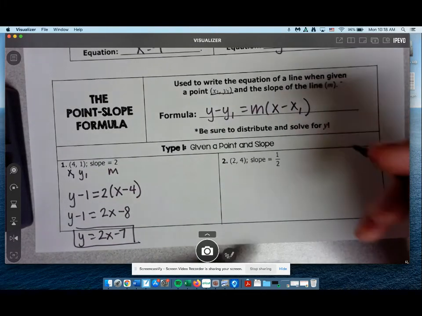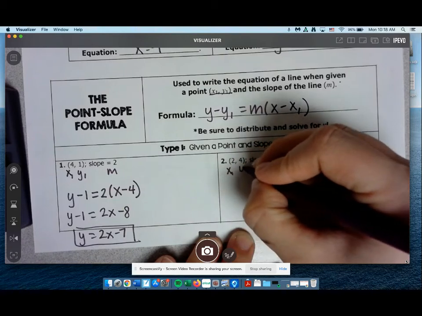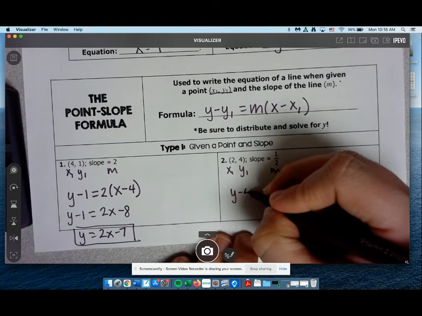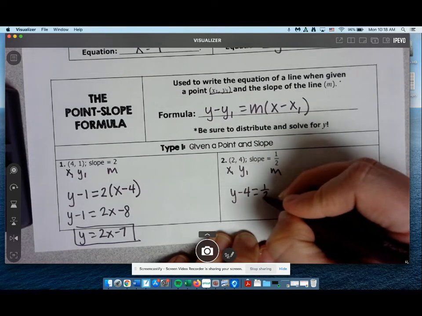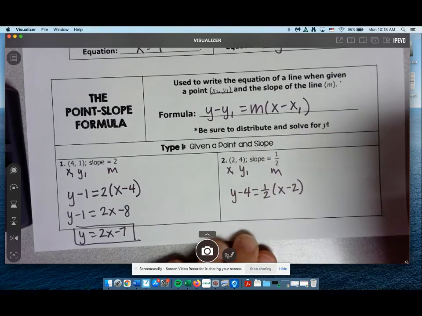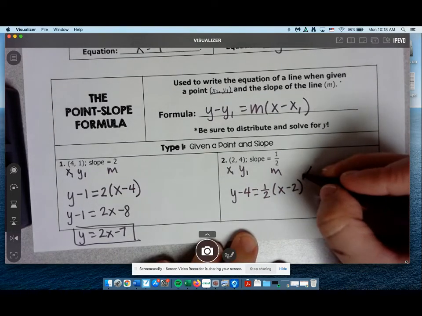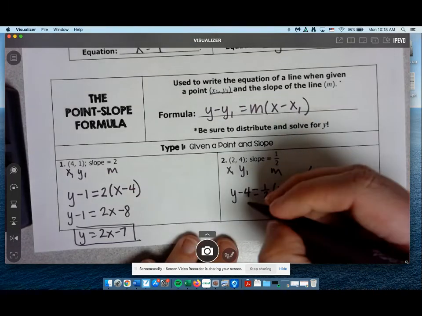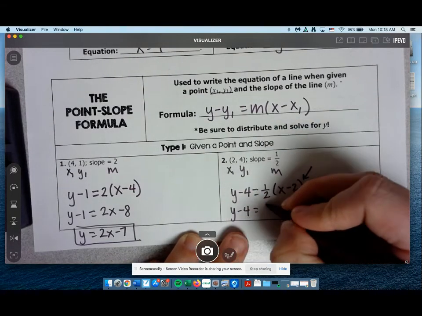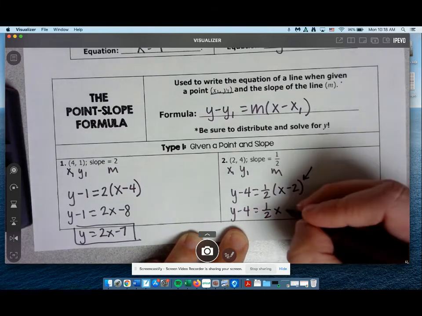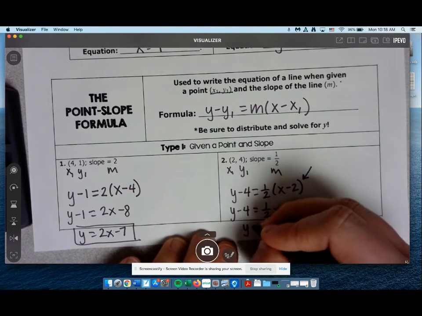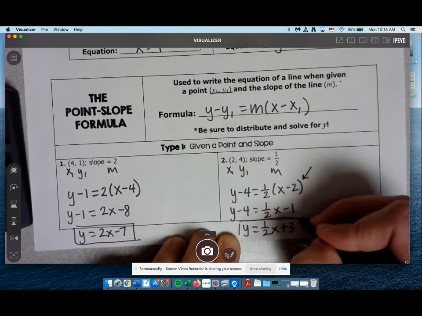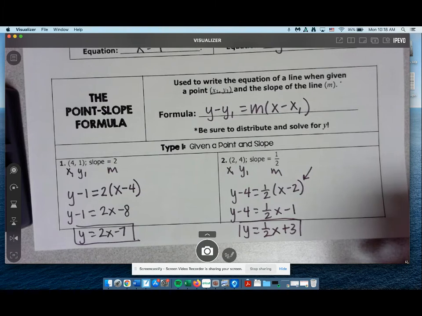Okay, let's try another one. x1, y1, our slope is a half. So we plug in y minus 4, equals our slope times x minus our x coordinate. Again, this is your point slope form, but we typically see our equations of lines in slope-intercept, so I'm going to get y alone. Distribute that half, so we'll have half x, half of negative 2 is negative 1. Add over 4, and we get 3. Pretty straightforward, a little algebra, but nothing too crazy, right?